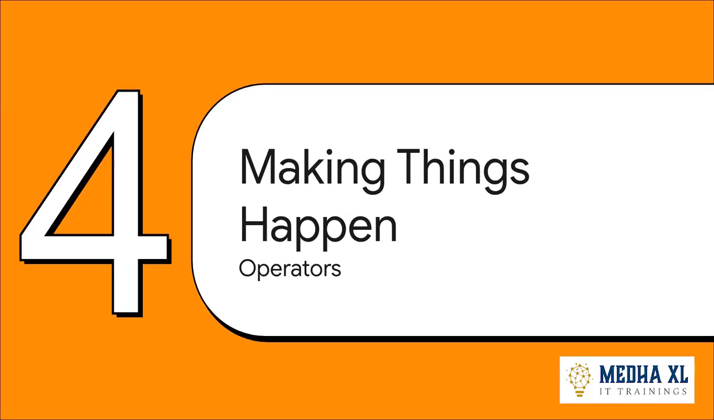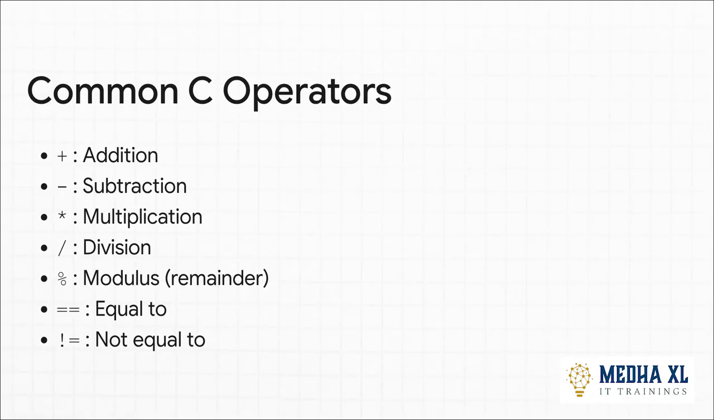Okay, so we have our labeled boxes and we know what to put in them. Now it's time for the really fun part, actually making things happen. So think about it this way. If variables are the nouns of our language, then operators are the verbs. They perform actions. You have your basic arithmetic operators for doing math, and you have these comparison operators like equal to or not equal to for making decisions in your code.